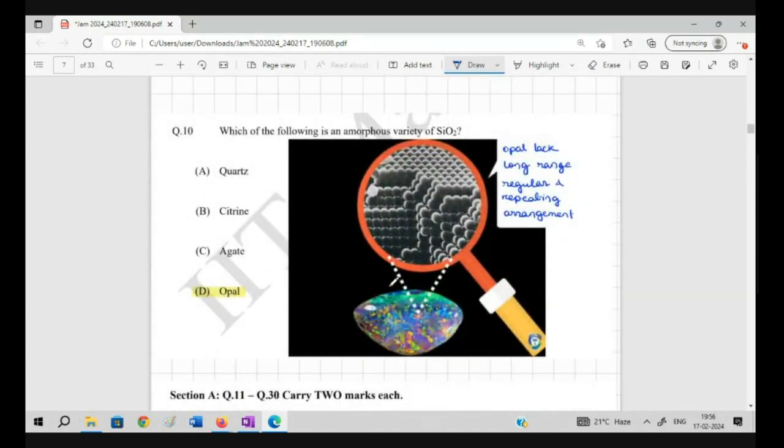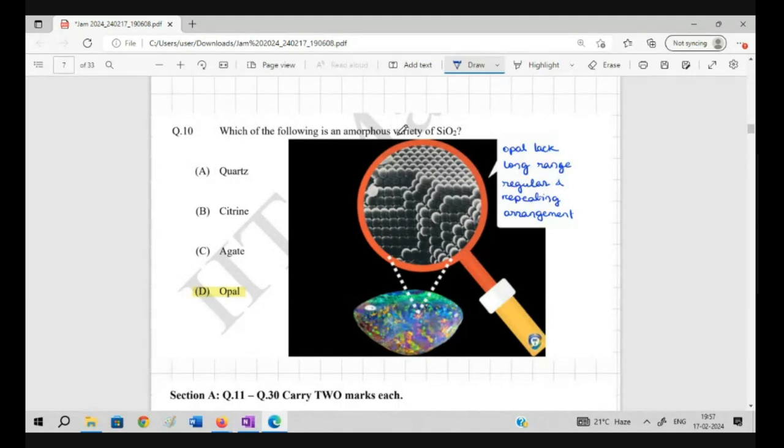Okay, let's see the next one. It is asking which of the following is an amorphous variety of silica, SiO2. Do you know what is amorphous and what is crystalline? Can anyone explain? So amorphous substances are powder-like forms, and crystalline substances have a definite shape.